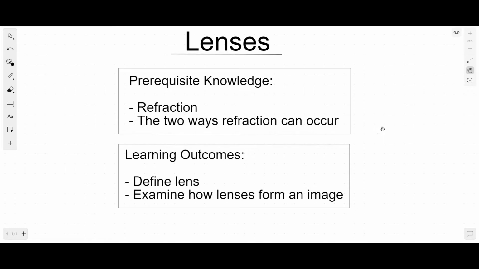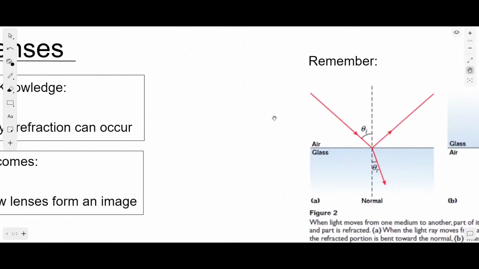Today's video is about lenses. The things you need to know before this are what is refraction and the two ways that refraction can occur. What we're going to be talking about in this video is we're going to define what a lens is, and then we're going to examine how lenses form an image.